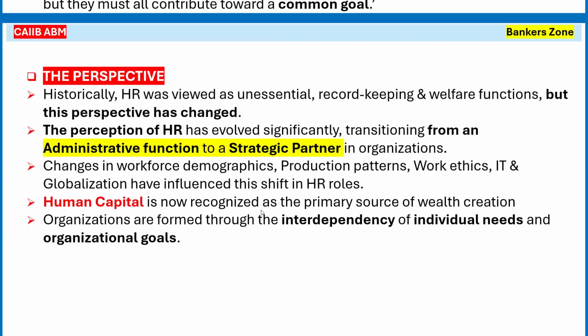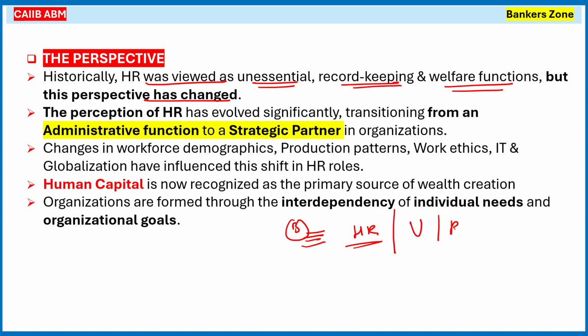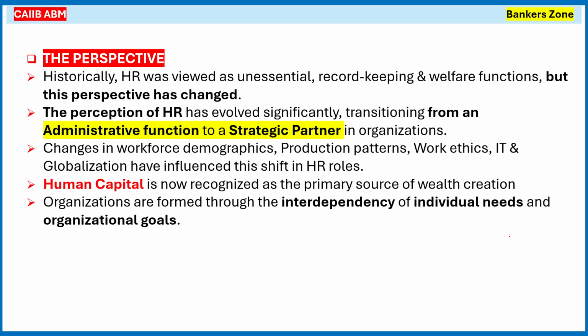Okay. Now the perspective. What do you mean by perspective? Perspective means a pre-decided opinion. Okay. So historically, HR was viewed as an unessential, record keeping or welfare function only. But this perspective has now changed. Currently also in banks, many people think that HR is only to do unessential work. Record keeping is the work of HR, managing the welfare function for the employees. So we can say this is simply the unwanted function done by HR. This was the previous view. Now this view has changed.